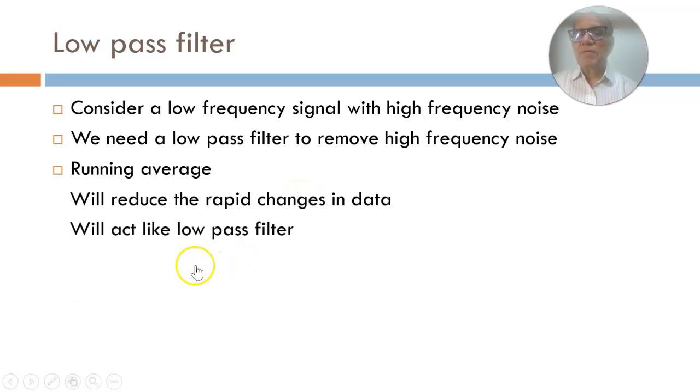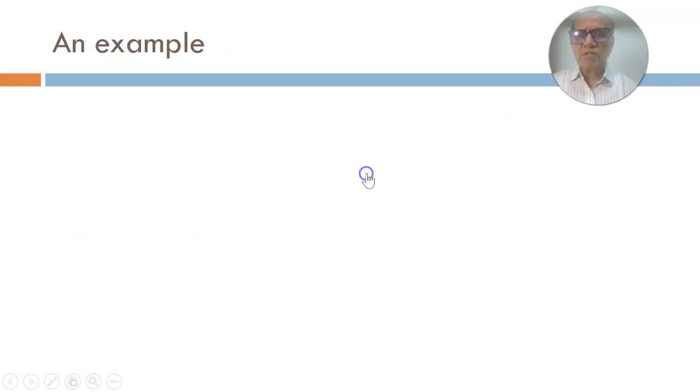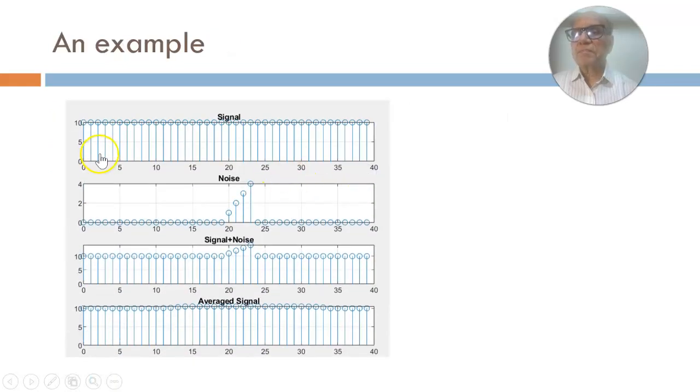So let me demonstrate to you how the running average will reduce the rapid changes in data, and therefore the operation of calculation of running average will act like a low pass filter. Whether you implement it as a circuit or you write a program for doing this, the action will be that of a low pass filter. So let me demonstrate to you through some waveforms.